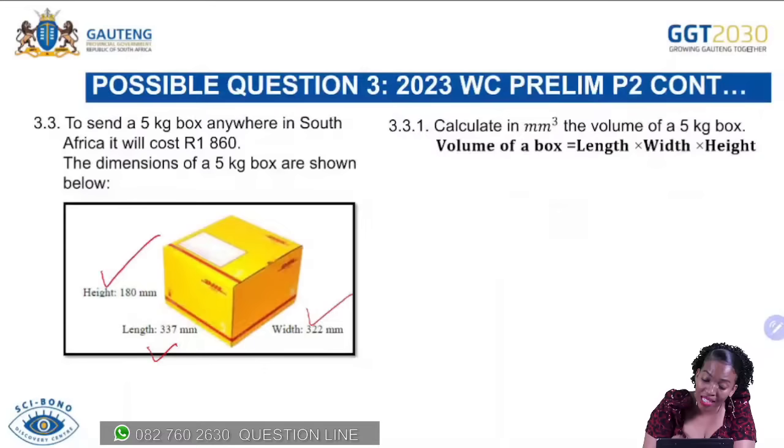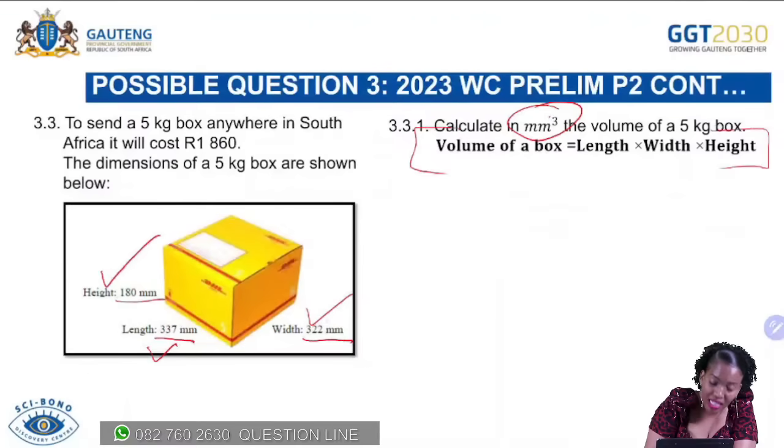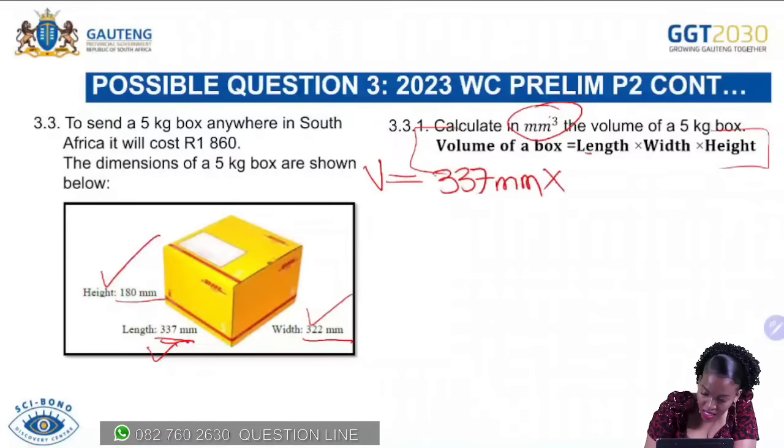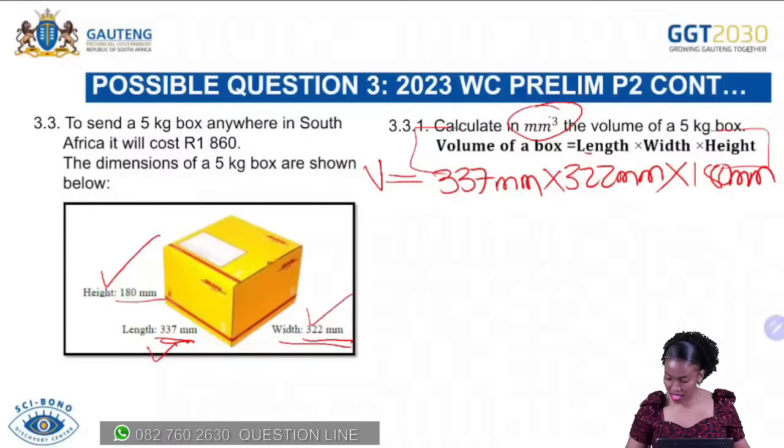Remember, I told you that when it comes to volume, area, surface area, you will always be given the formula. So one, they want it in cubic millimeters. Let's look at our units. We've got millimeters, millimeters, millimeters. We are happy. Ours is just to substitute, to say V equals, what is the length? The length is 337 millimeters. What is the width? It is 322 millimeters. What is the height? It is 118 millimeters.